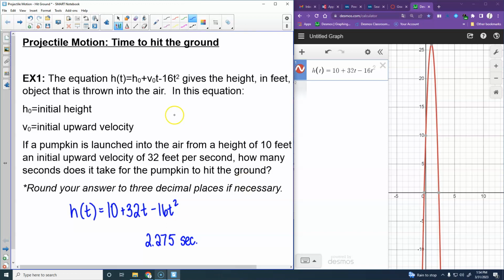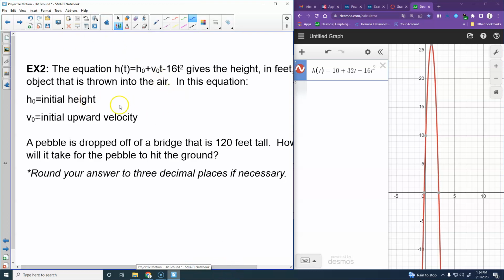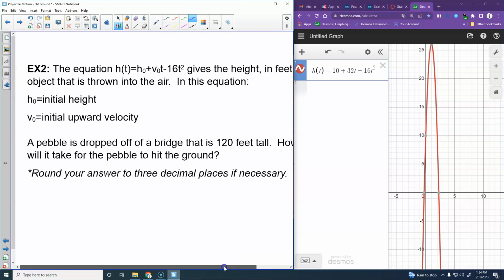Okay, questions? All right, here's another one. Okay, we've got the same information at the top. A pebble is dropped off a bridge that is 120 feet tall. How long will it take for the pebble to hit the ground?